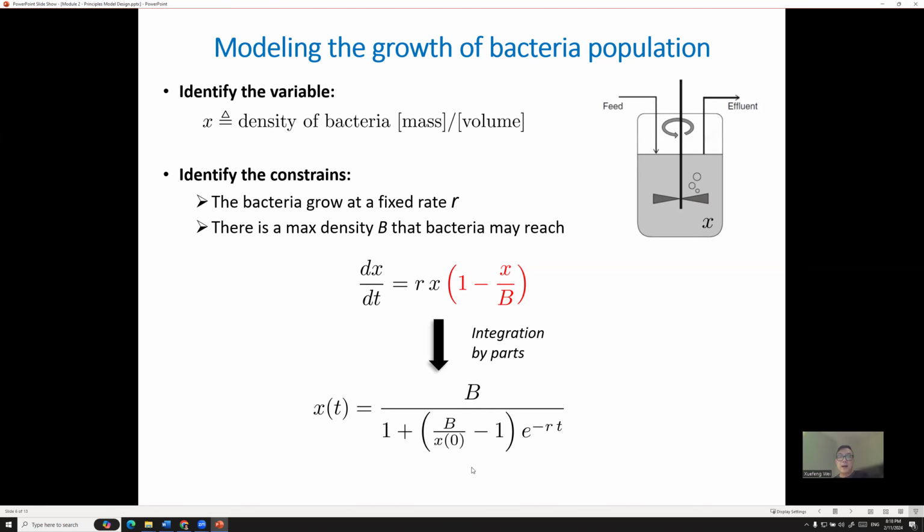That means the density of the bacteria will saturate at the maximum density b. So you can see how the process has been moving along. One constraint with a physical relationship, we get a differential equation. By adding another constraint, I'm able to modify the ODE by incorporating additional terms to accommodate this new constraint.